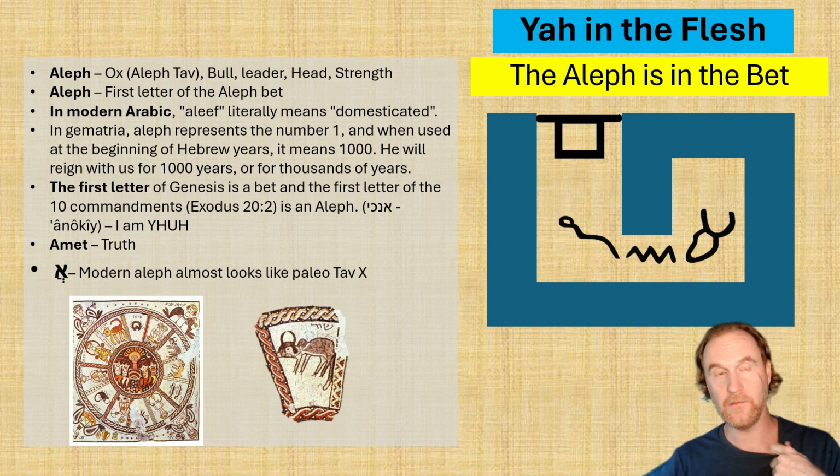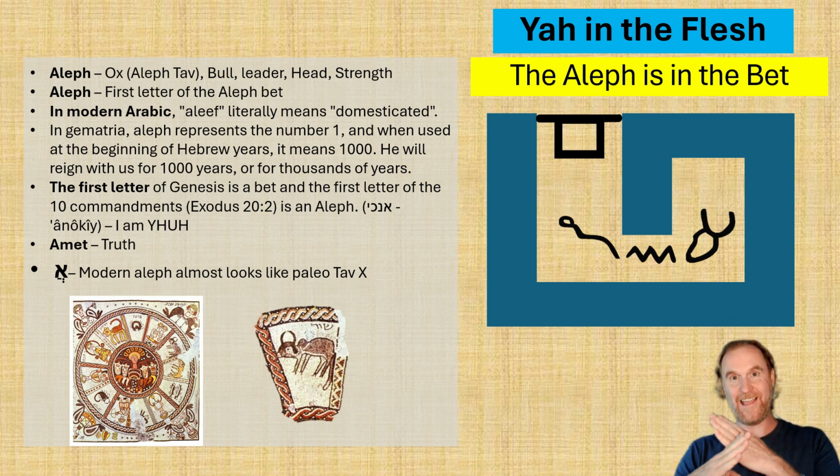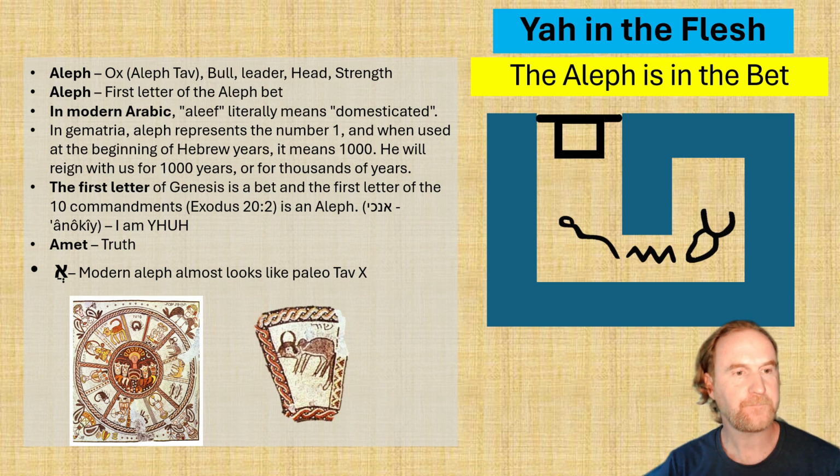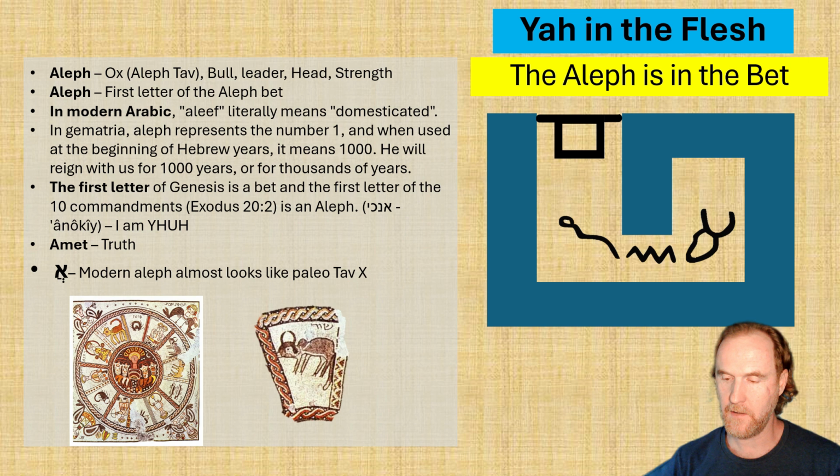And then also, interestingly, the Aleph in modern Hebrew looks like a paleo Tav. It kind of looks like an X. So the Aleph looks like a Tav, the Aleph Tav, the beginning and the end. And that takes us on to the Mazzaroth, the beginning of the story.